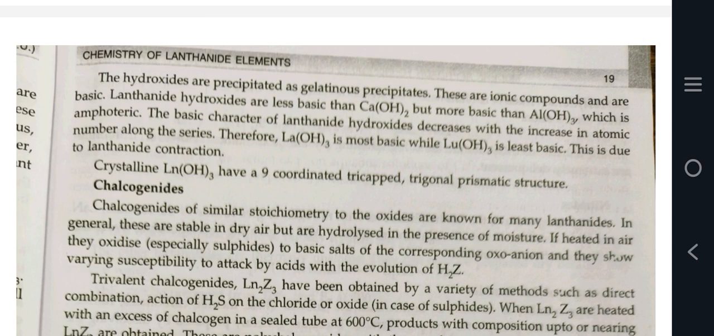They are ionic compounds and are basic. Lanthanide hydroxides are less basic than Ca(OH)2 but more basic than Al(OH)3, which is amphoteric. The basic character of lanthanide hydroxides decreases with the increase in atomic number along the series. Therefore, La(OH)3 is more basic while Lu(OH)3 is least basic. This is due to the lanthanide contraction. Crystalline Ln(OH)3 have a 9-coordinated tri-capped trigonal prismatic structure.